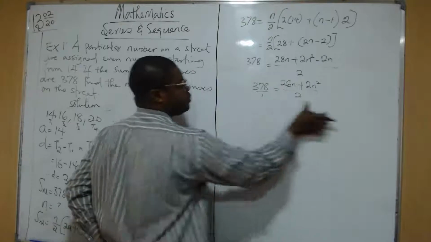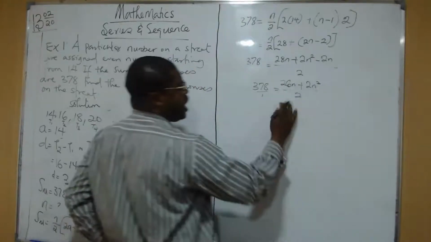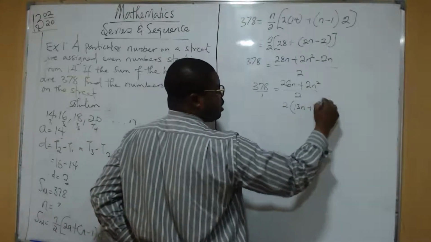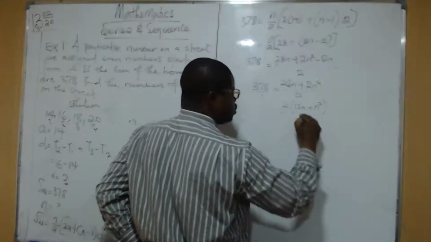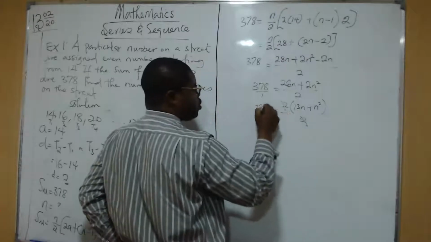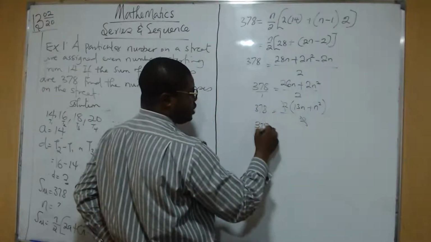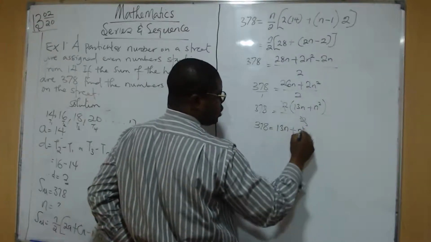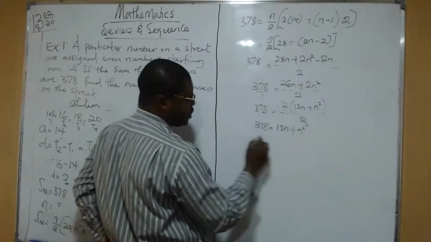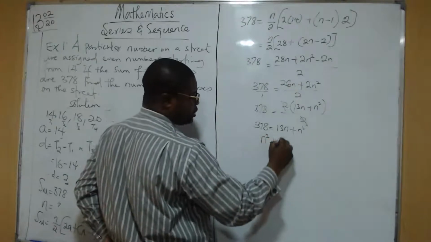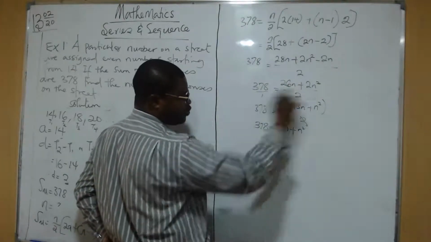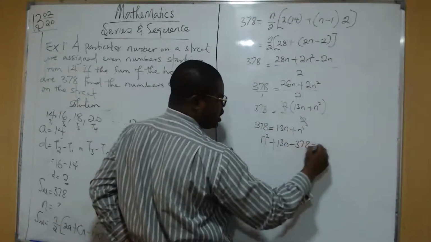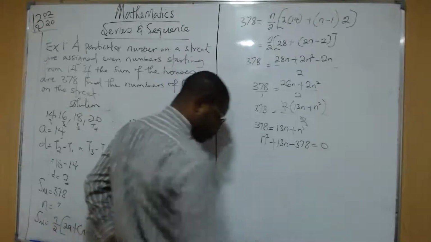Now, what do I do? I cross multiply, or better still, 2 is common to both sides. I just have 2 into bracket 13n plus n squared, over 2. So this 2 takes care of that 2, and we have 378 equals 13n plus n squared. Now bring them together: we are going to have n squared plus 13n. This number coming to this side, crossing the equality sign, changes to minus 378 equals 0, thereby giving a quadratic equation.